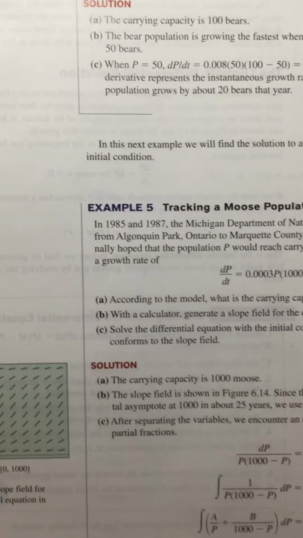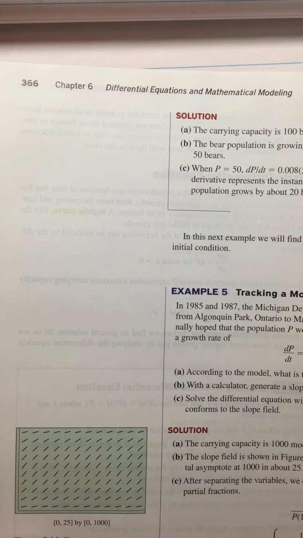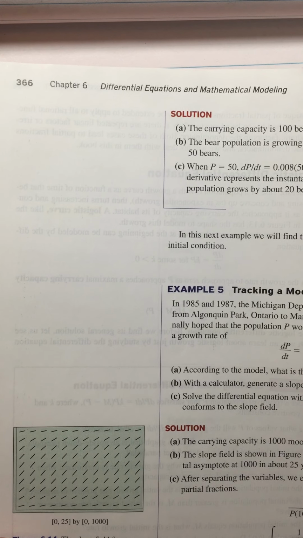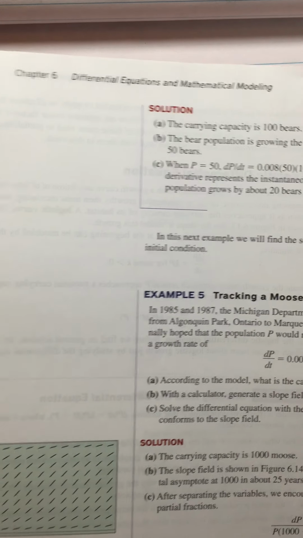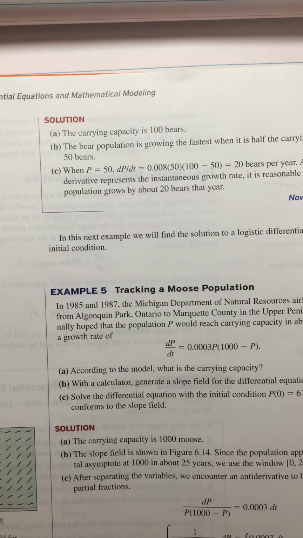All right, so we're going to look at one of the examples from the book. So this is example 5 on page 366 of chapter 6. I would encourage you to get your book out and follow along so you can read the question in detail. So you read over the question in detail first.